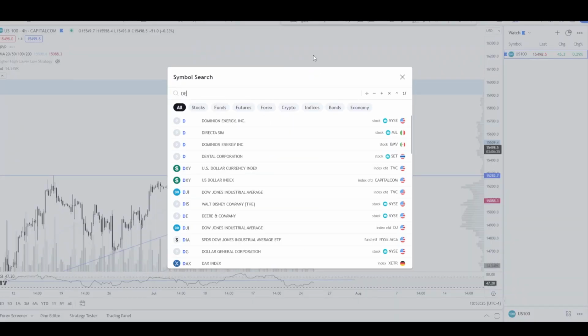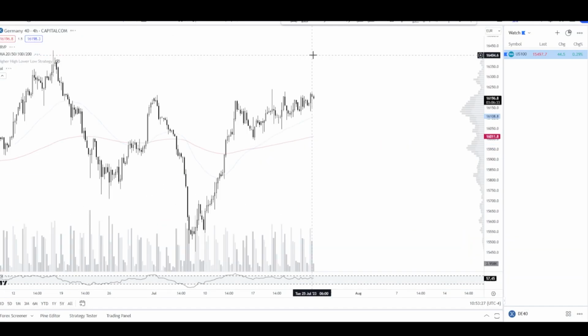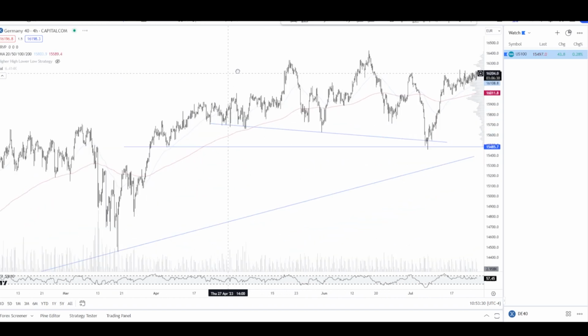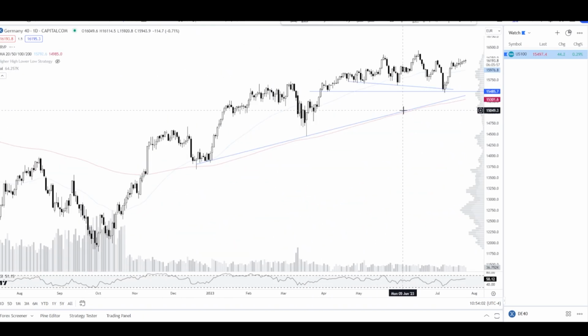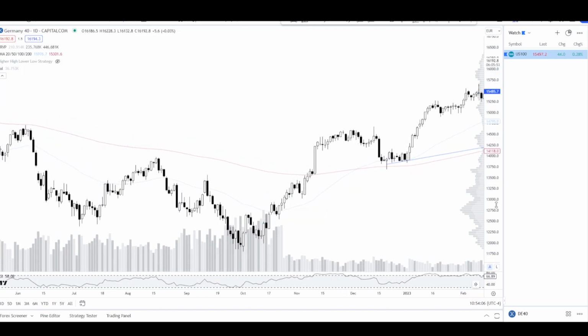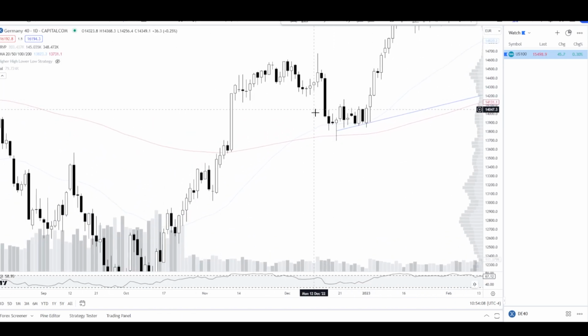Just look at D40, the German index. Just look at the congestion zones, I mean accumulation this time. Those are the areas where the turning points take place, and where trends are shifting from a possible correction or a downtrend to an uptrend, or vice versa.